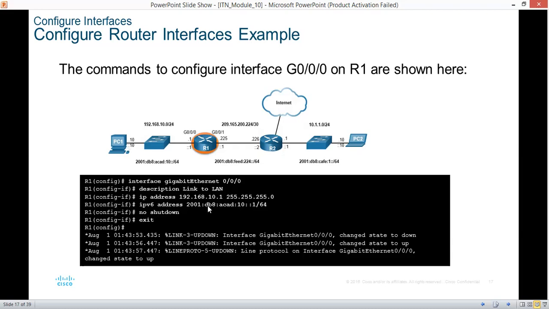So here you can see when you have this DB8 colon ACAD, this is just part of the entire IPv6 length. And then when you have a double colon, it's telling you that at that point, every IPv6 group there is 0000 colon. So remember, it's 16 bits per hextet, as the case may be. So when you type in the IPv6, then you do no shutdown, and then you have a question, sir.